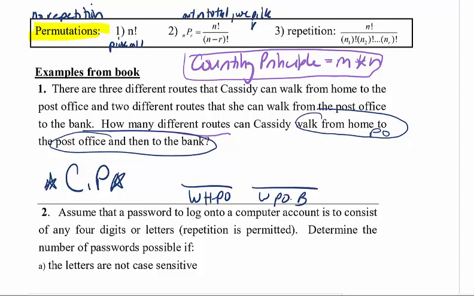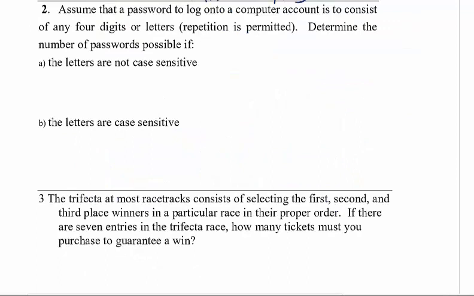So if we read this, we have 3 different routes from home to post office, and we have 2 different routes from the post office to the bank. We always multiply to figure out how many ways when we're using the counting principle. So my answer is 6 different ways. Again, pause, do number 2, and then check your work.